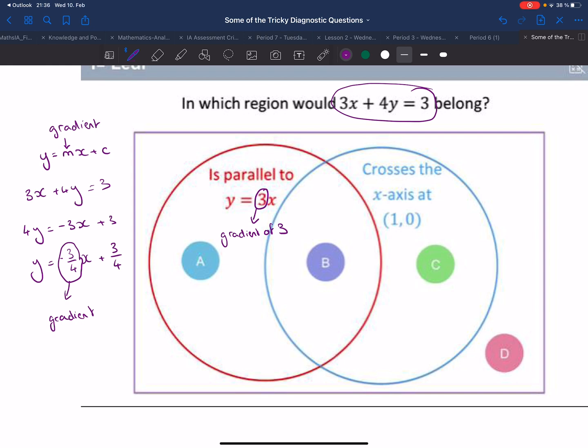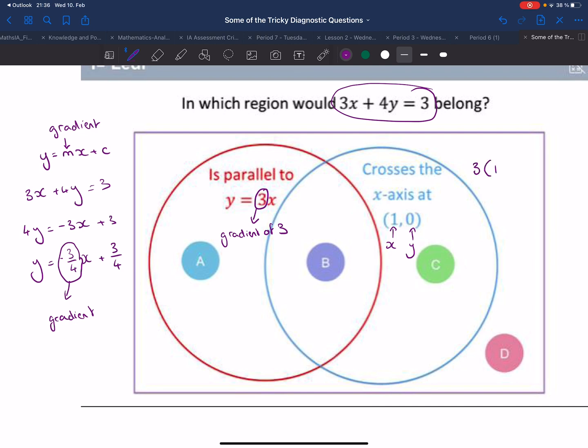The next one asks me to say, does it cross the x-axis at (1, 0)? To know if a point rests on a line, we can just substitute each of those coordinates into the equation and see if it works out, basically. So here's my x coordinate, here's my y coordinate. I can substitute those values into either of these two equations, but I'll be honest, I think the standard form is probably easiest in this case. So let me rewrite that out.